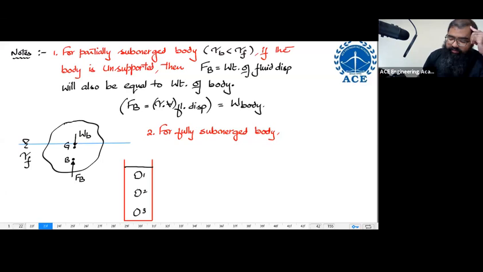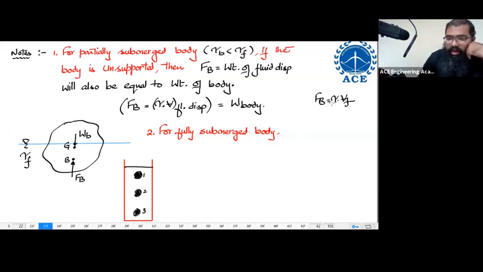Now, the thing is, ask yourself what is the value of FB. Value of FB is equal to gamma times volume of fluid displaced. If the body is fully submerged, the volume of fluid displaced every time is going to be the same. Here, here, everywhere the volume of fluid displaced is going to be the same. In all three cases, volume of fluid is constant. What about the value of gamma? In a tank, water is there. Let us say the value of gamma also is constant.